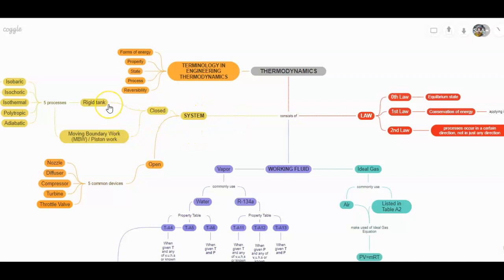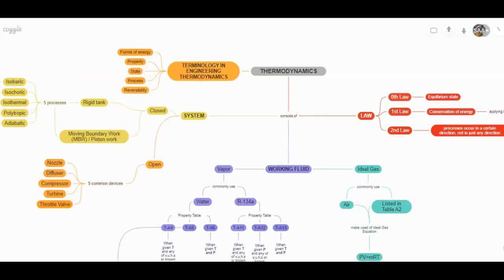where we have two types. One is rigid tank, another one is moving boundary. And we have learned that there are 5 processes in this closed system. And when we solve our first law in closed system, we are going to reduce the term in first law based on these 5 processes. And then we are going to make sure which type of working fluid we are going to use. If it's vapor, then we are going to find the properties from the table. If it's ideal gas, then we are going to make use of ideal gas equation.